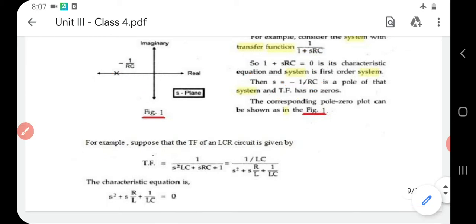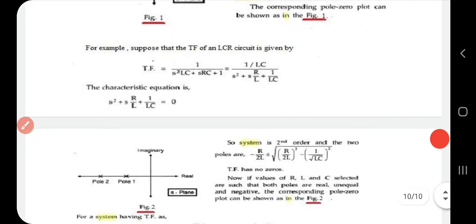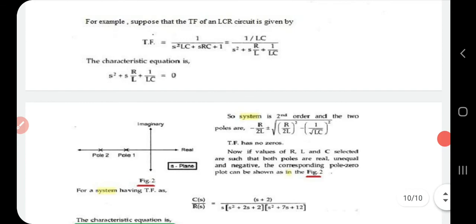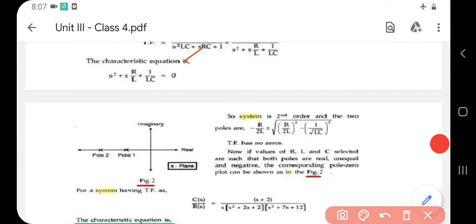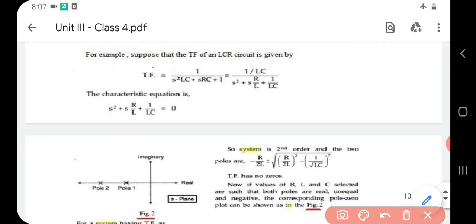Now another, we are considering an LCR circuit. Here the transfer function is given like this. Here you are dividing numerator and denominator by LC, so you will get it like this. And now how will you get the characteristic equation? By putting the denominator equal to 0. Now it is of second order. Here a power of 2 comes.